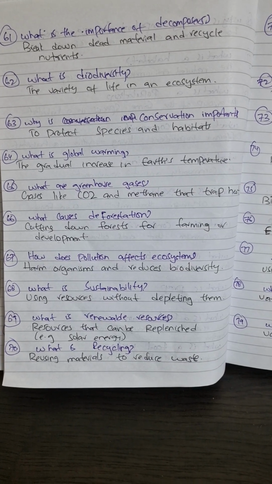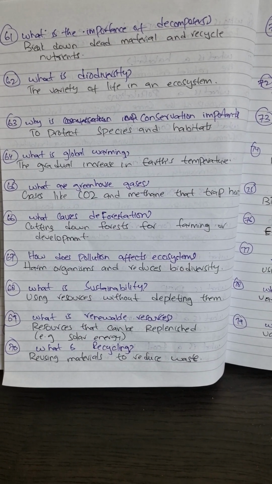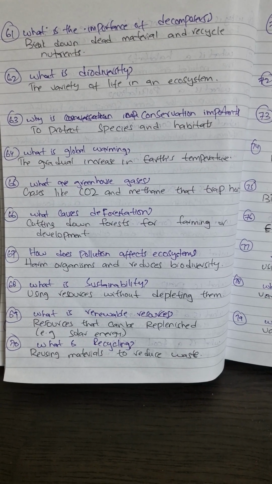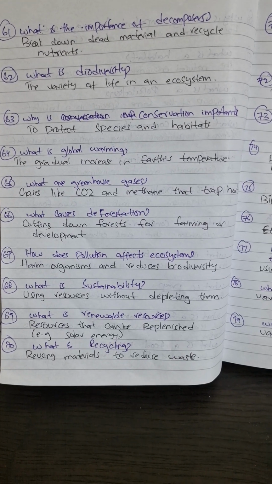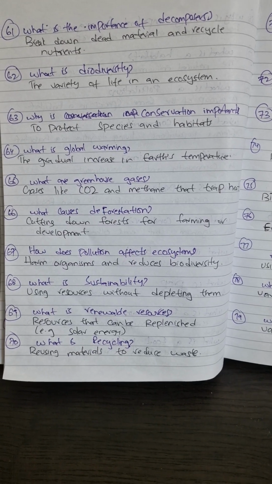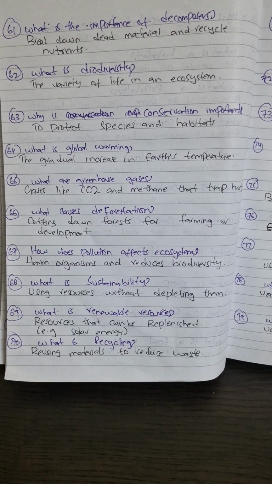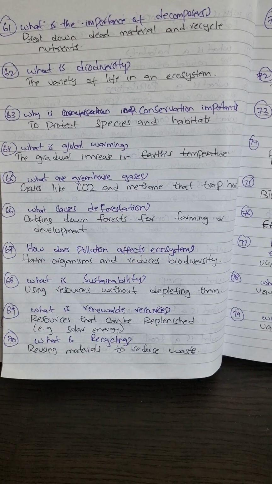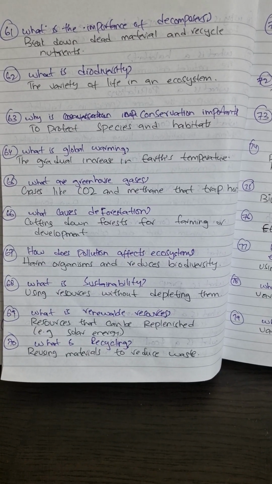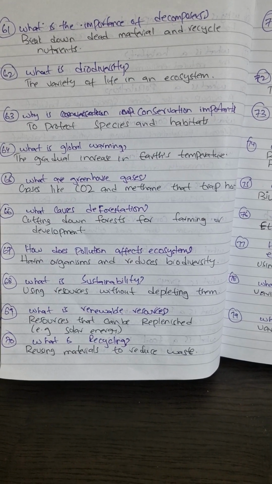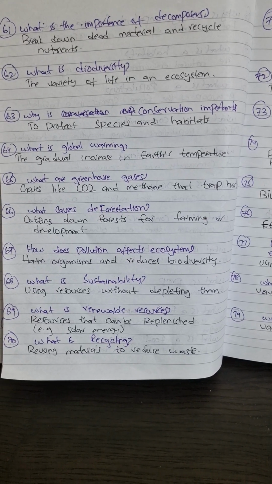What is renewable resources? Resources that can be replenished. Sorry, let me repeat again. My mistake: resources that can be replenished. For example, solar energy. So what is renewable resources? Resources that can be replenished. Example, solar energy.